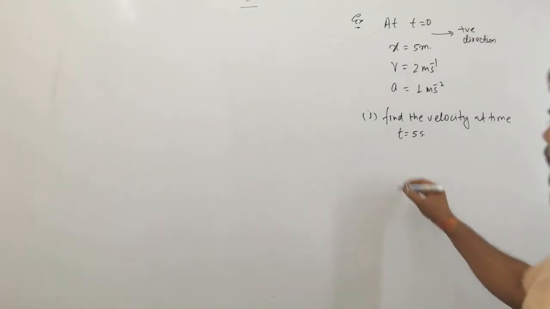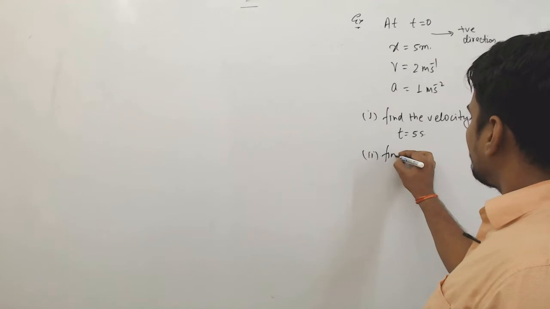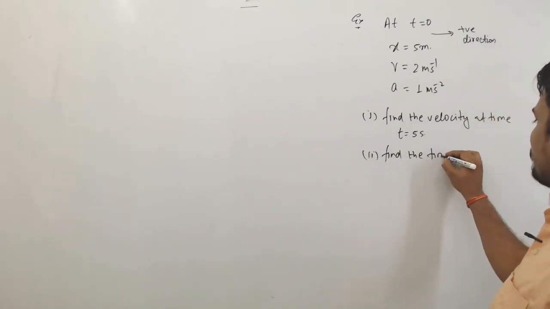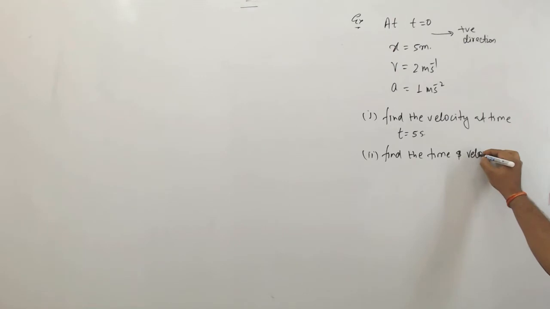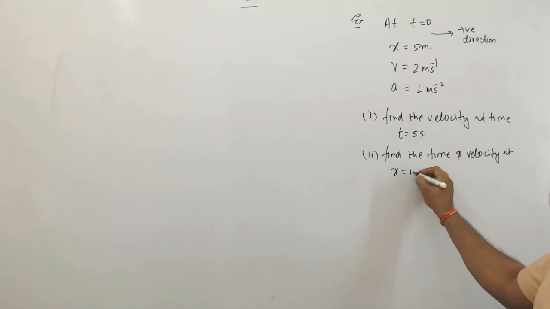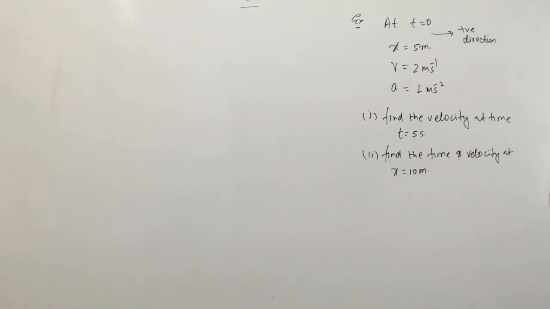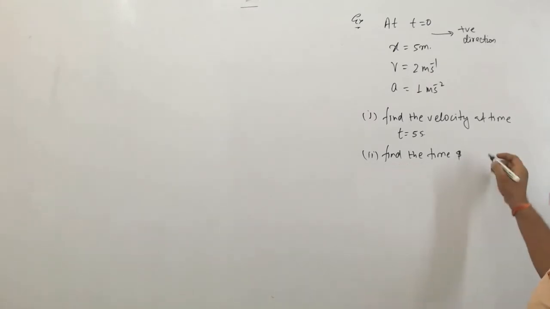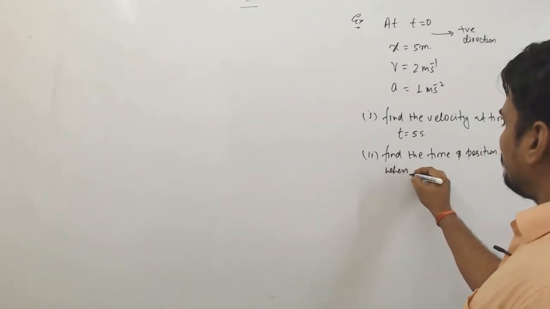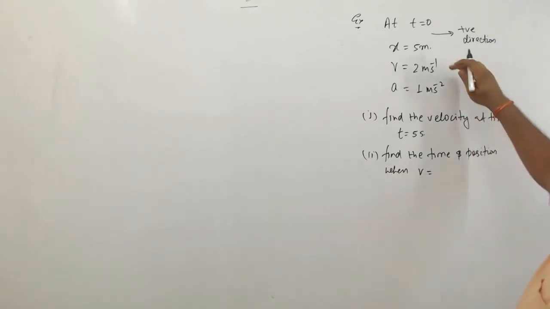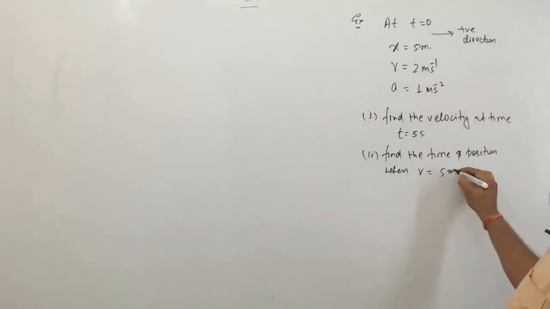Also, I can ask you to find the time and the velocity at x equals 10 meters. All good? Or maybe, let us make it the other way around: find the time and the position when the velocity is, maybe, 5 meters per second.